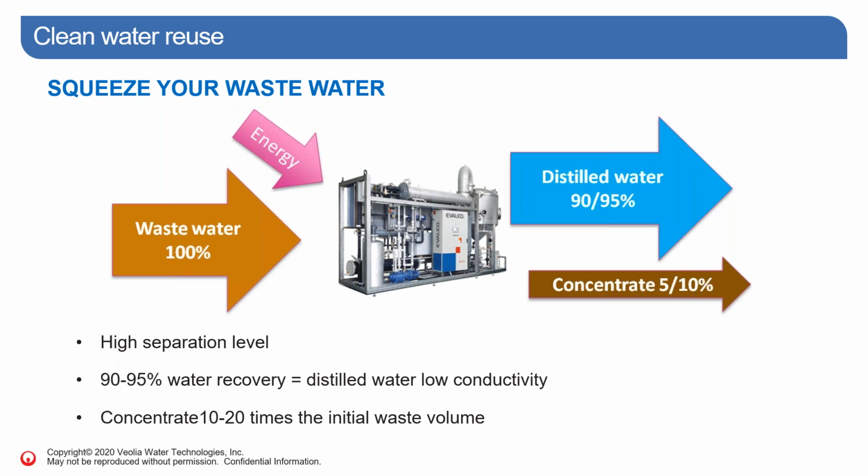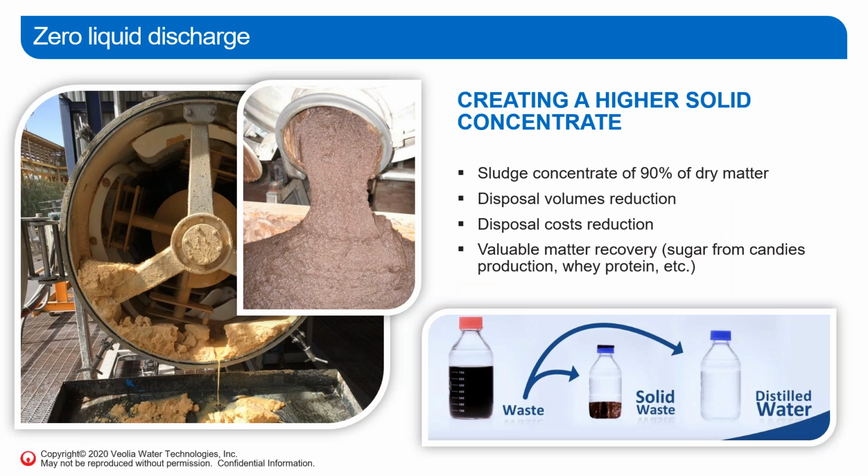And if you want to go to zero liquid discharge, basically the point here is that we do a second stage evaporator. So you take that concentrate from the first evaporator, and then you run it through a second stage, and you're going to end up with a really dry component. So after your second stage evaporator, we can get sludge concentrations up to 90% of dry matter. You can see in the pictures here, it's really, really dry.